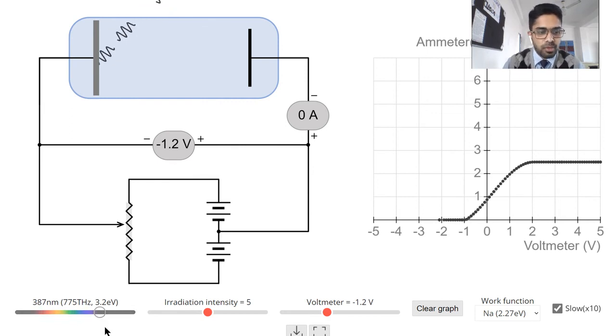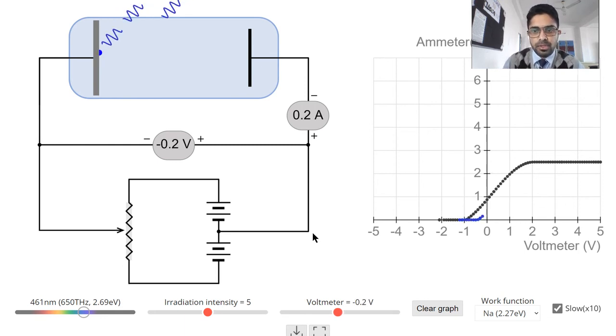Now let's change the frequency of incident radiation. Let's take it to 650 terahertz. For a frequency of 650 terahertz, now we are in the blue color region. You can see the color of the light has also changed to blue. The energy carried is 2.69 electron volt. Again I'm not going to mess up with the intensity. Now let's change the voltmeter reading, meaning we are changing the potential difference.